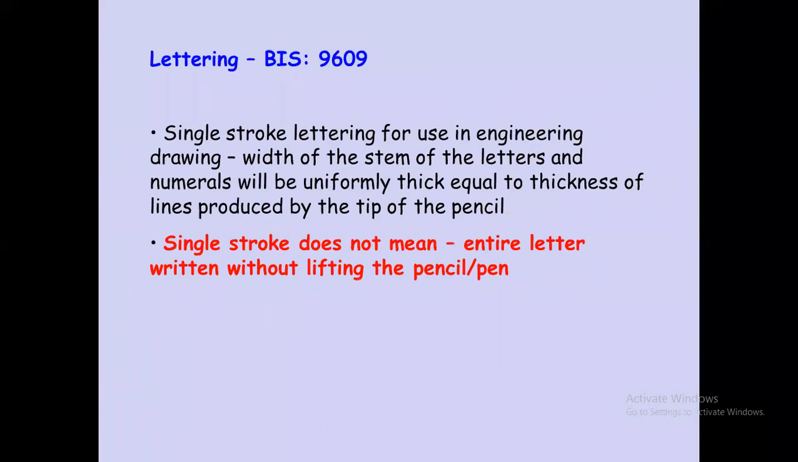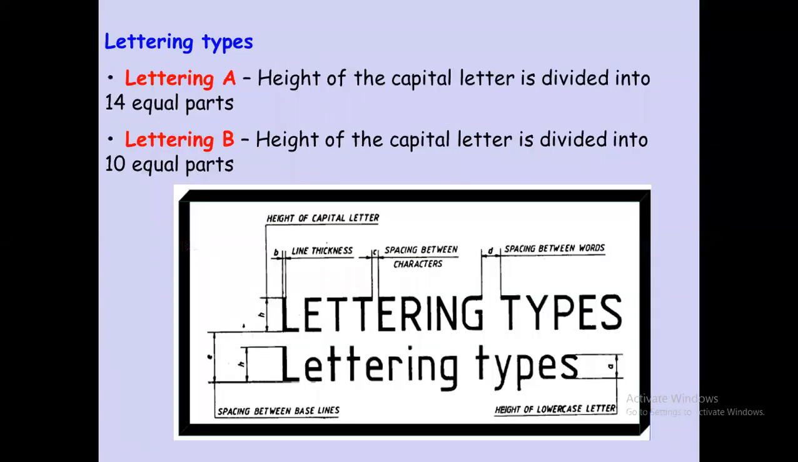So these letterings follow BIS 9609. It's one standard; through the standard of writing a letter, we are going to draw it. Yes, this is one example of a lettering type. There are two different types of lettering style, lettering A and lettering B.